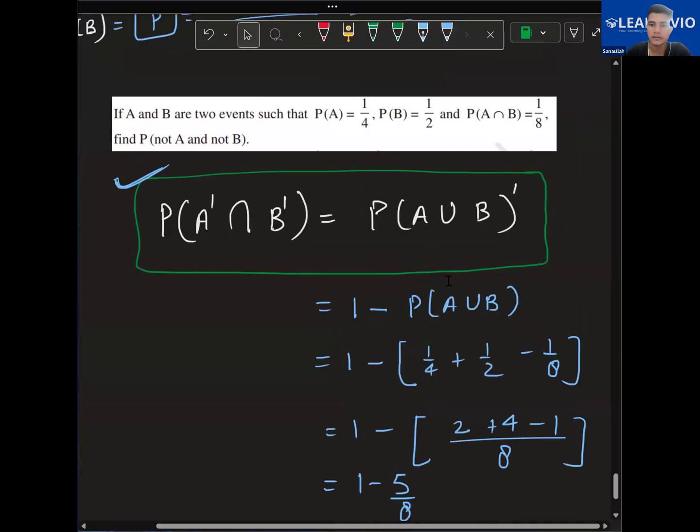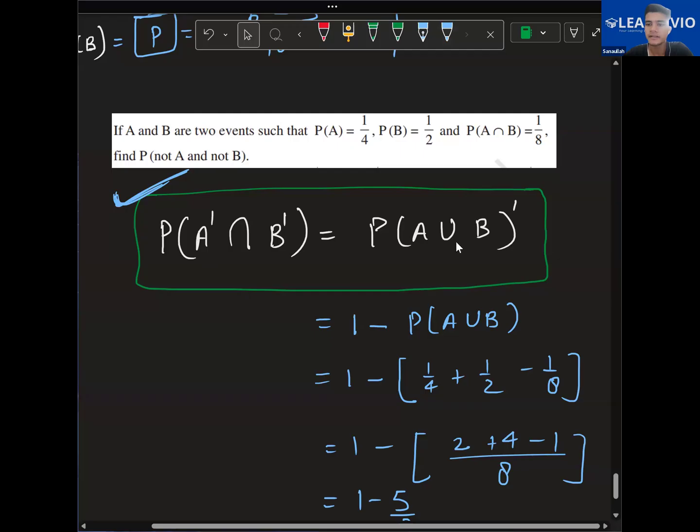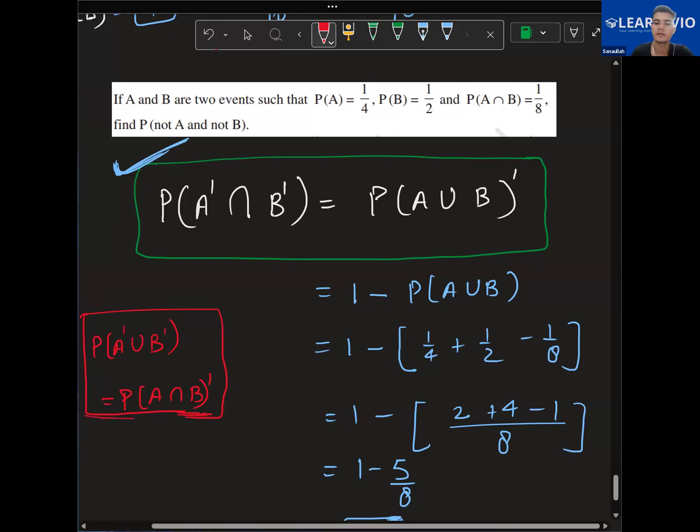This is an important one, so remember it. Whenever you have A complement intersection B complement, you can write it as A union B complement. And if instead you had A complement union B complement, you could write it as the probability of A intersection B complement. Okay, all right.